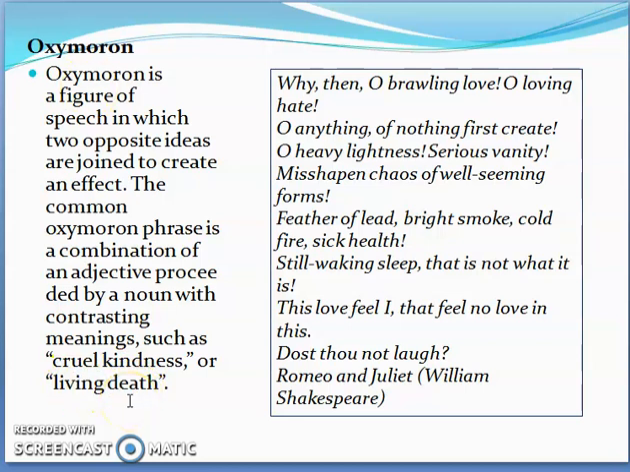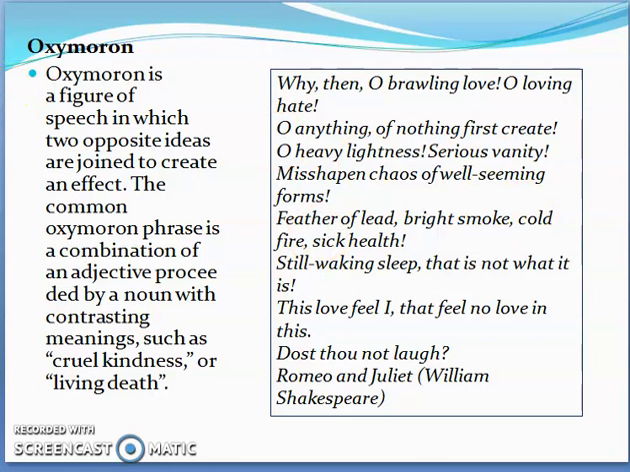In a paradox, you find two different, opposing ideas in one line or maybe in two lines. But in an oxymoron, these two opposite words are combined together. They come right with one another. For example, this is by Shakespeare: brawling love, loving hate, heavy lightness, serious vanity, and again feather of lead, bright smoke, cold fire. So two opposite concepts are right side by side. So this is called oxymoron.